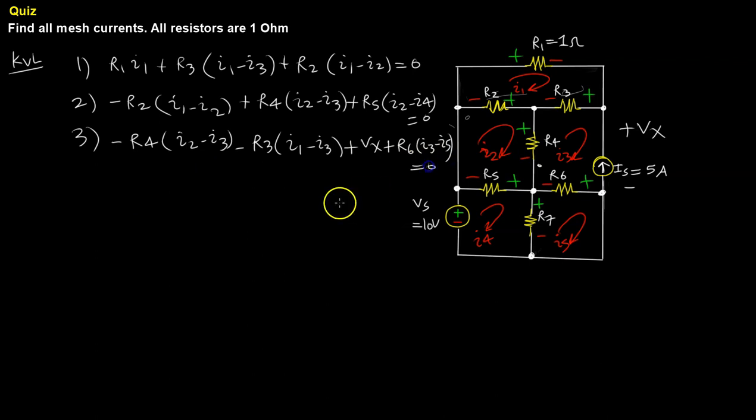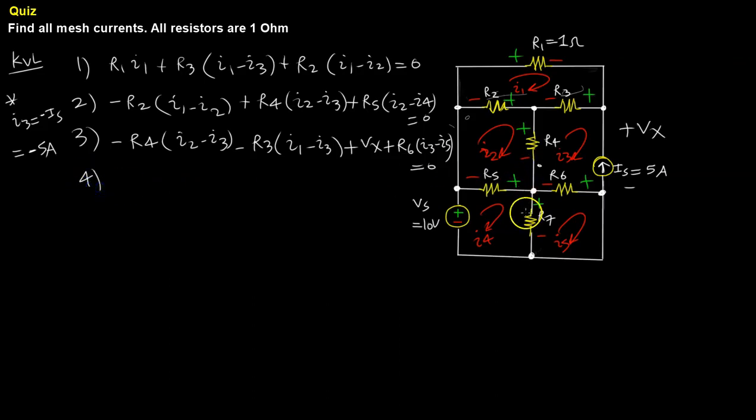And set that equal to 0. Then I'm going to write this auxiliary equation here: the fact that I3 is minus IS, which is equal to minus 5 amps. Let's keep that in mind.